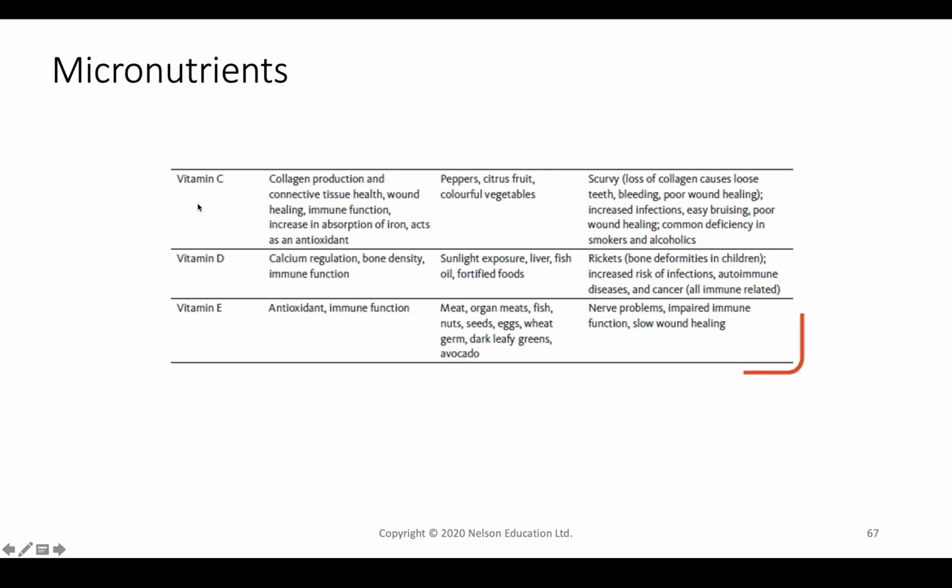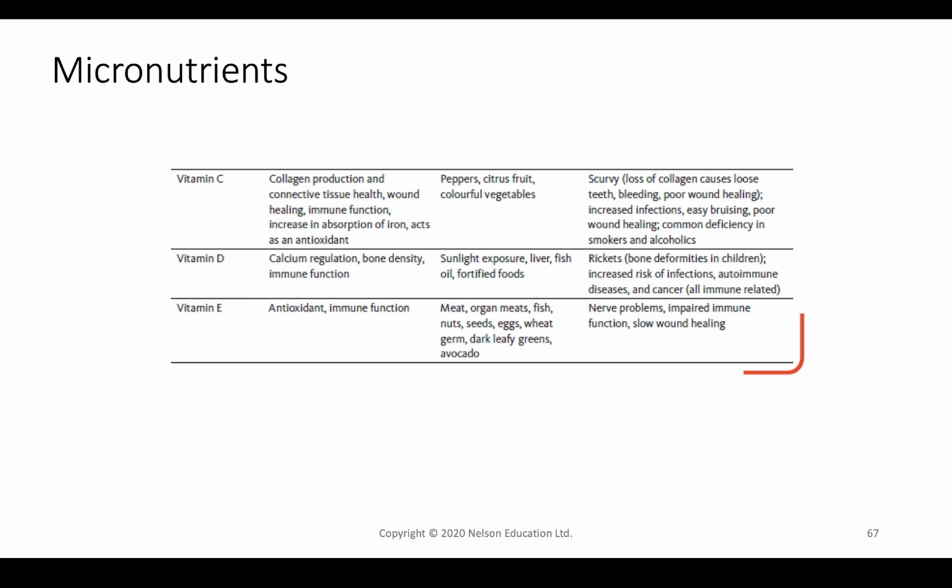We have more micronutrients like vitamin C, D, and E. C is involved in collagen production and is involved in wound healing and immune function. It also acts as an antioxidant and increases your ability to absorb iron. A deficiency in vitamin C creates scurvy, which is something that actually hasn't happened since pirates, right?